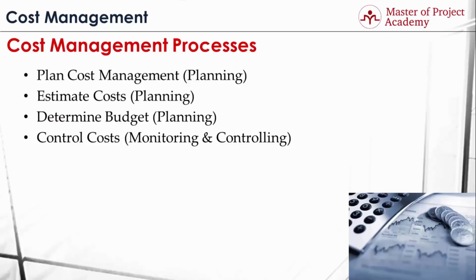Cost management has 4 processes. 3 of these processes belong to the Planning Process Group, and 1 of them belongs to the Monitoring and Controlling Process Group. These processes are Plan Cost Management, Estimate Costs, Determine Budget, and Control Costs. We will go over each process in detail during our further lectures. During this lecture, we've gone through an overview of the Cost Management Knowledge Area. During the next lecture, we'll go over the Plan Cost Management Process.